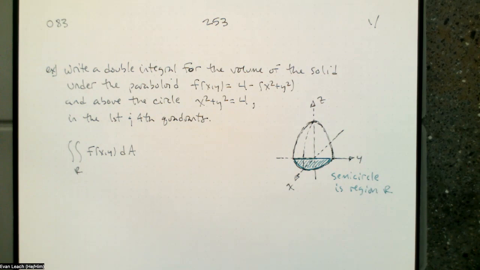The function we have is 4 minus x squared minus y squared. We know that's a circular paraboloid. That's going to be one of our favorites. So our primary job is going to be describing the region. This region R is this semicircle. Let's take a different look at this semicircle.